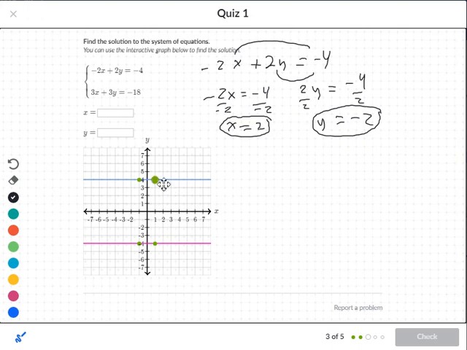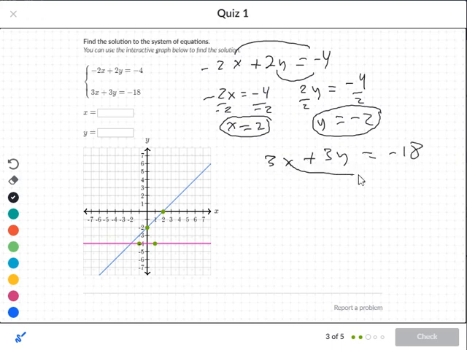So we can go on negative 2 on the y, which is here, and then positive 2 on the x, which is here. So the blue line represents that graph there. Now the other graph, you have 3x plus 3y is equal to negative 18.